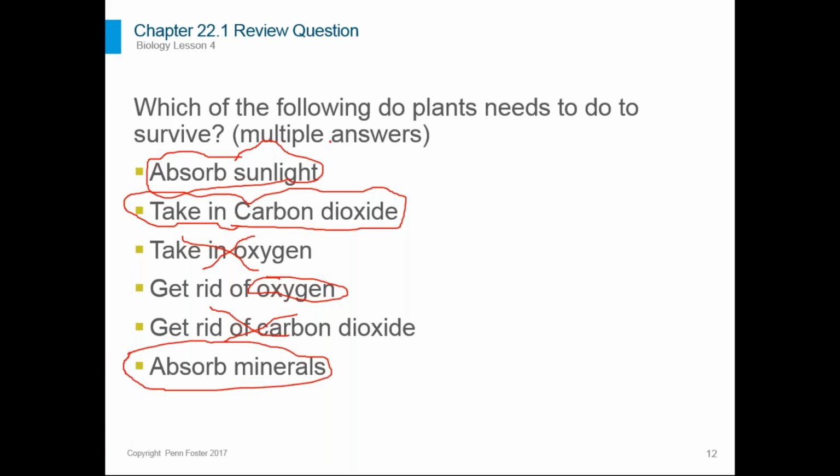All right, so that's what we've got. Those three things. Plants need to absorb sunlight, take in carbon dioxide, absorb minerals, and it's not on here, but the fourth thing that they need is water.